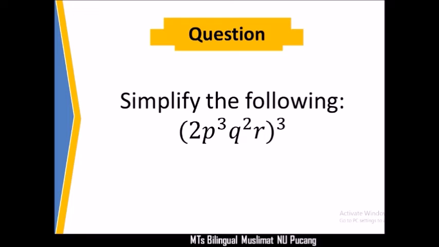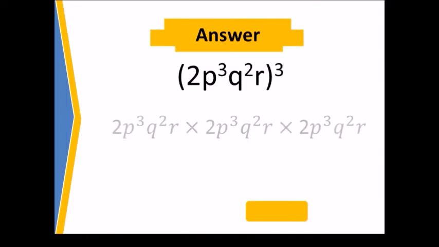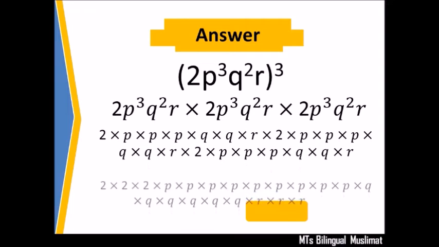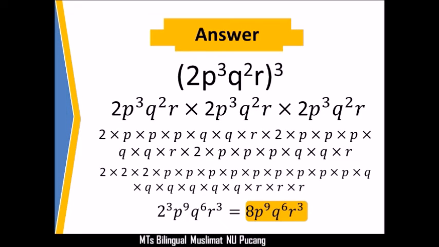I have a question. Simplify the following: (2 times p to the power of 3 times q to the power of 2 times r) to the power of 3. Please pay attention to the steps of the answer from the question above. So the answer is 8 times p to the power of 9 times q to the power of 6 times r to the power of 3.